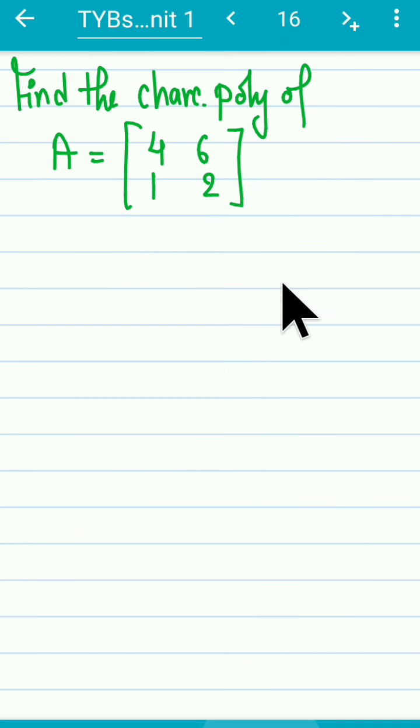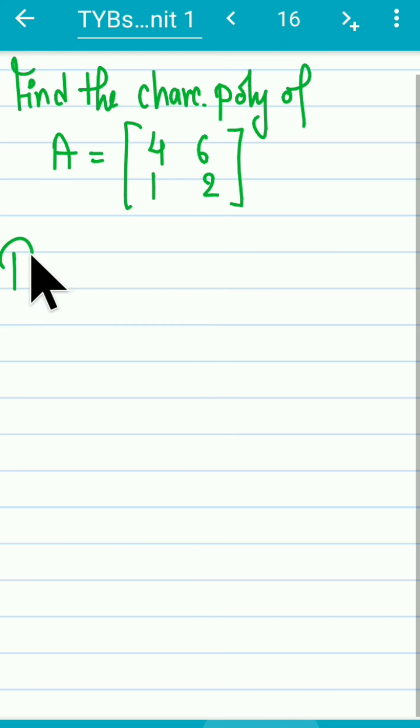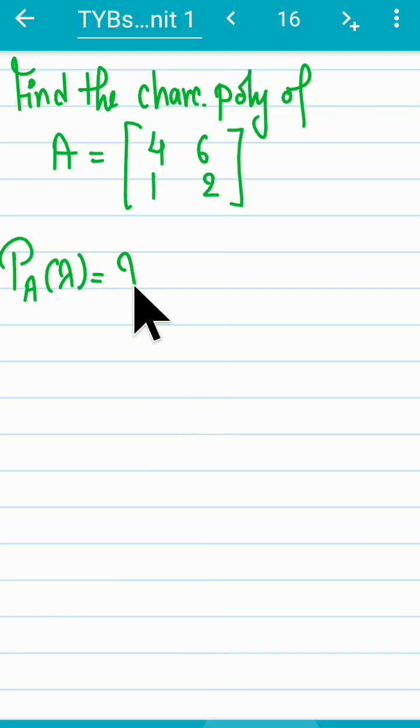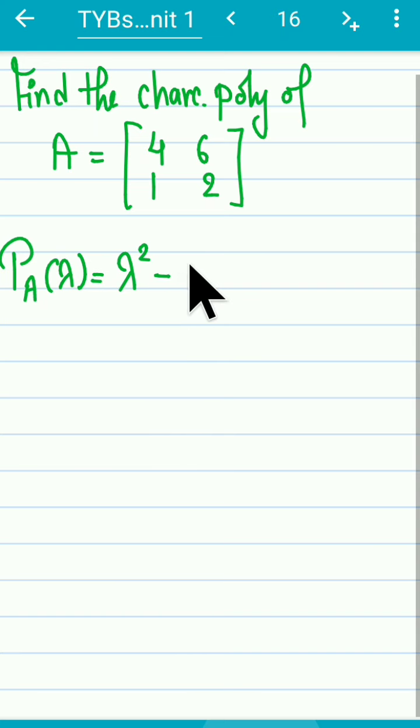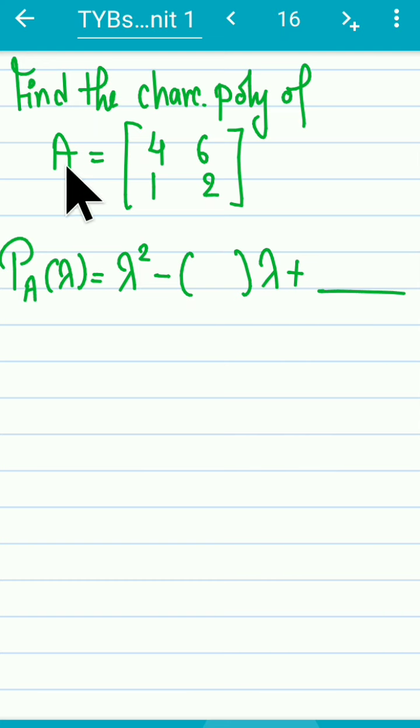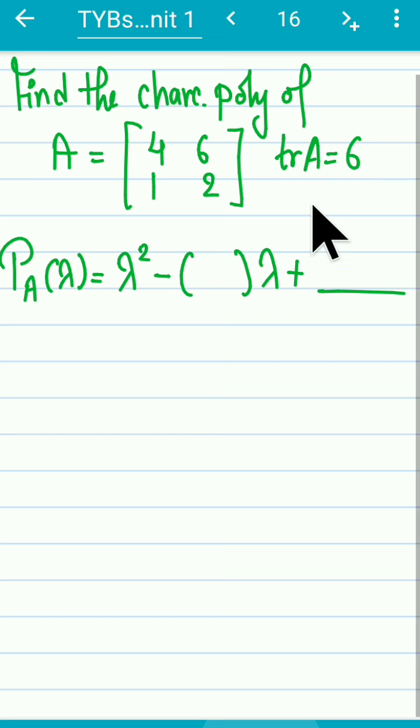Okay, so the example is this. So I want to write the characteristic polynomial. Let me just try to write directly. P A lambda is nothing but, I know the first term is lambda square, then it is minus trace times lambda plus there is the determinant over here. Okay, what is the trace in this? My trace of A is nothing but the sum of the diagonal values, that is 4 plus 2, that is 6. So I will write 6 over here.